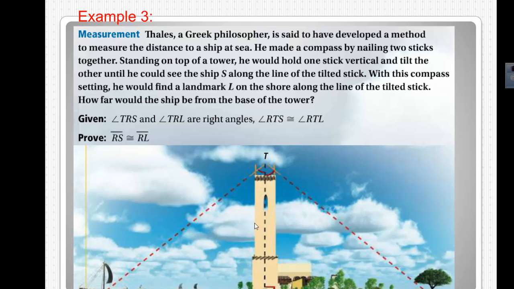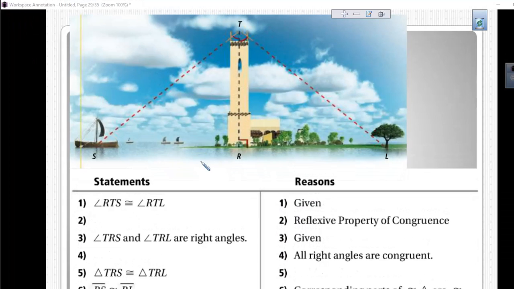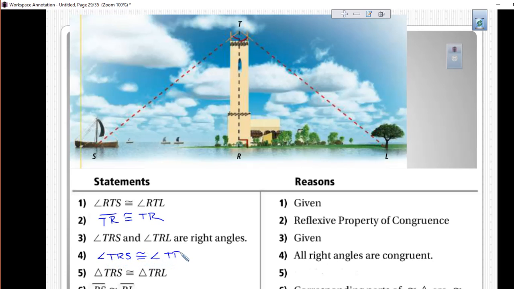So in order to do that, we've got to first prove our triangles are congruent. So let's look at this. We're given that RTS is congruent to RTL, and that's given. Now it says reflexive property. Well, remember, reflexive property tells us that we have a segment congruent to itself. So TR congruent to TR. Now it says that these are right angles. And so remember, when we're dealing with right angles, we also have to say that they're congruent. So we'd have to say that angle TRS is congruent to angle TRL. And that would be that all right angles are congruent.